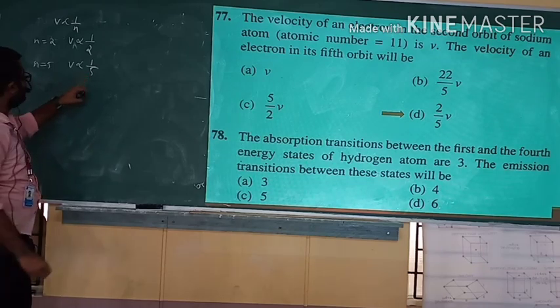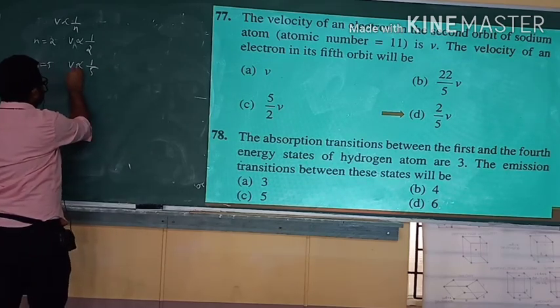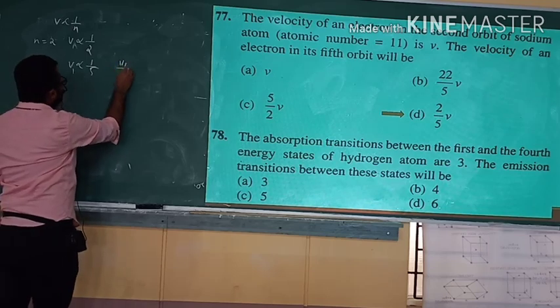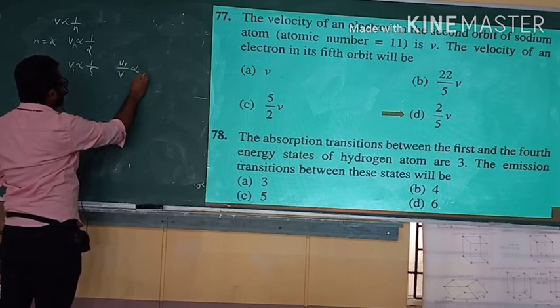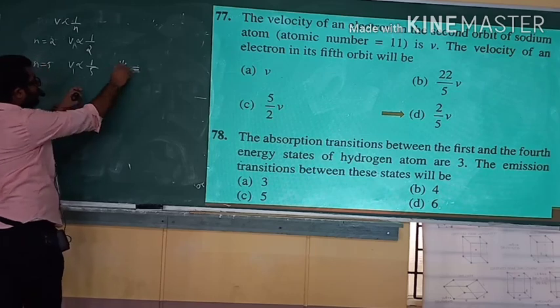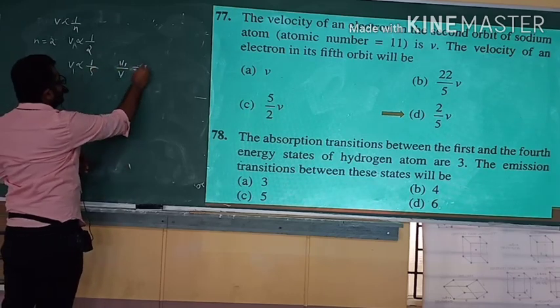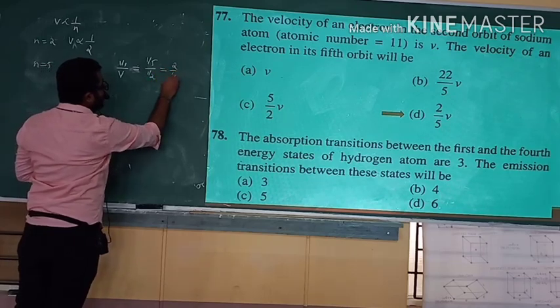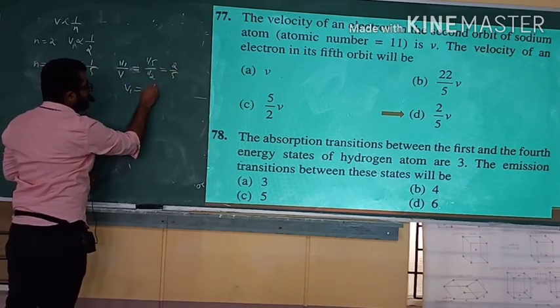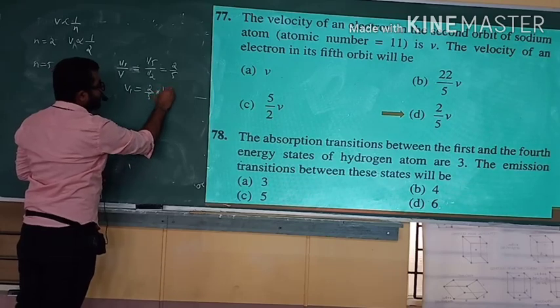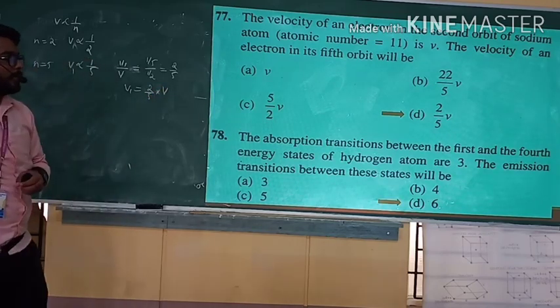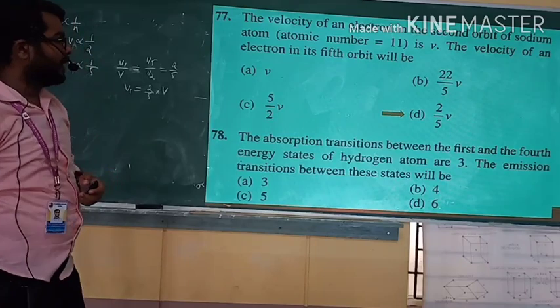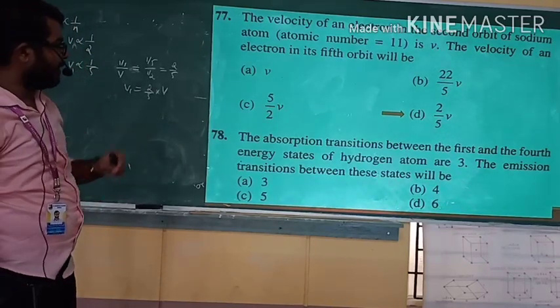Fifth state ಎನರ್ಜಿ ಎಷ್ಟಿದೆ ನೀವು ಫೈಂಡ್ ಔಟ್ ಮಾಡಬೇಕು. That is nothing but, here ಇದನ್ನ v1 ಅಂತ ತಗೊಳ್ತೀನಿ. v1 divided by v is equal to 1 divided by 5 divided by 1 divided by 2, that is equal to 2 by 5 ಅಂತ. So v1 is equal to 2 by 5 into v. The option is option D, 2 by 5 into v. That will be the answer.